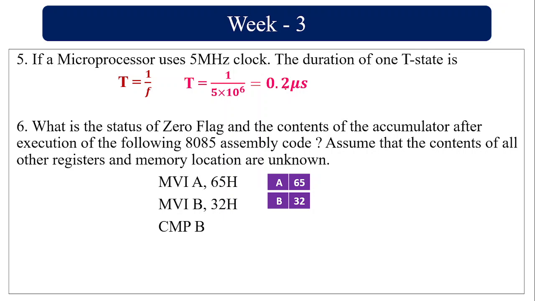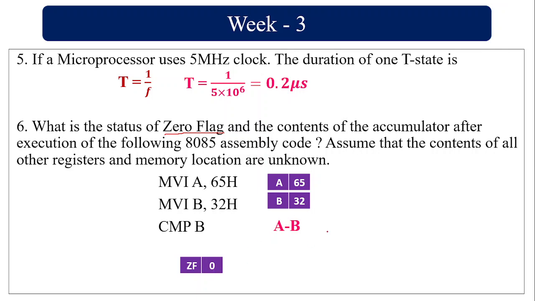Only the status flag will be affected. The content of your accumulator will not be affected. So if I perform A minus B, the output is 33. So here the content of your accumulator will be the same, 65, but the status flag alone will be changed. We are worried about only the zero flag and the accumulator.